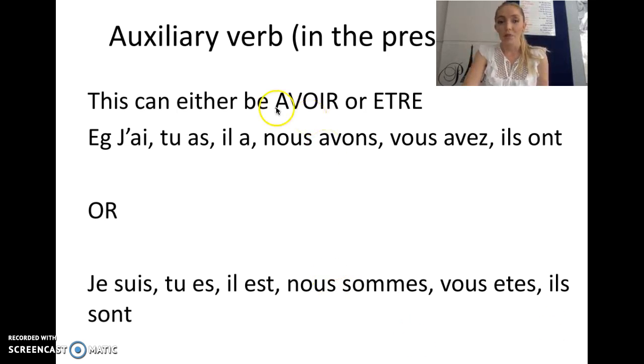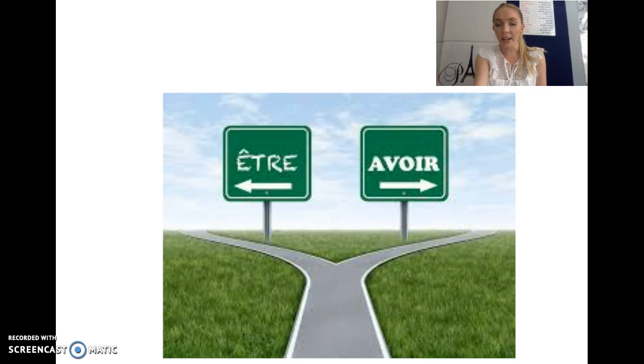So remember before I said auxiliary verbs in the present tense? We've done this to death. It's just j'ai, tu as, il a, nous avons, vous avez, and ils ont. And for être, it's je suis, tu es, il est, nous sommes, vous êtes, and ils sont. Okay, nice and easy. Again, this is a nice little picture way of remembering that it's être one way and avoir the other.